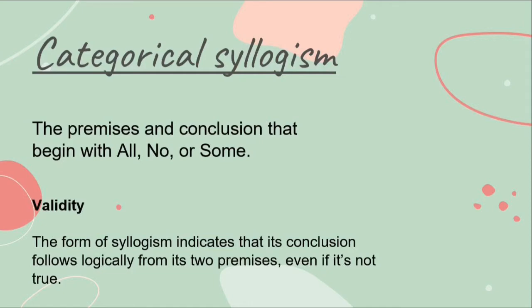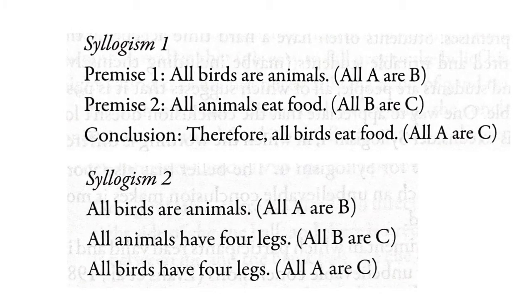One important key factor in syllogism is its validity. A syllogism is valid when the form of the syllogism indicates that its conclusion follows logically from its two premises, even if it is not true. Take these two examples. The first one is valid. The second one is also valid, even though it's wrong. This is what makes it difficult for us to judge whether reasoning is logical or not.